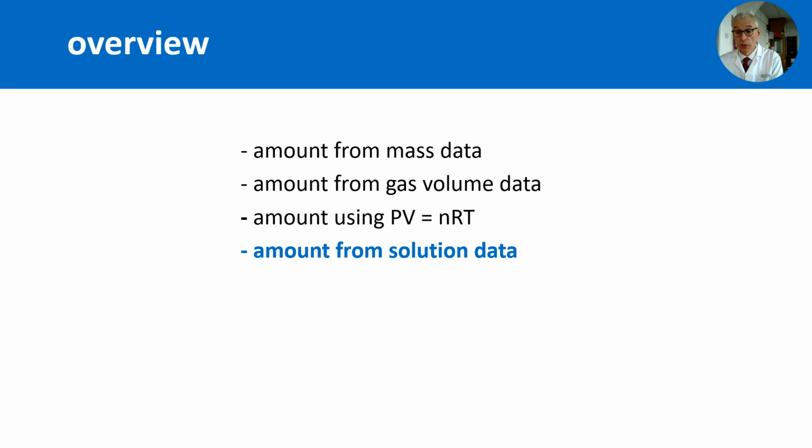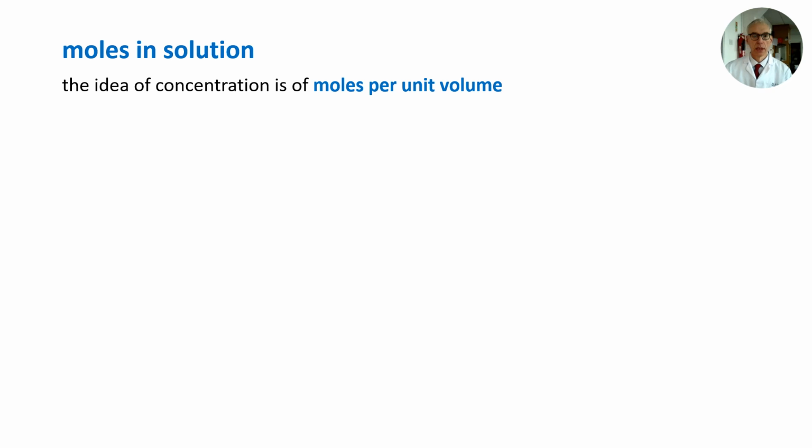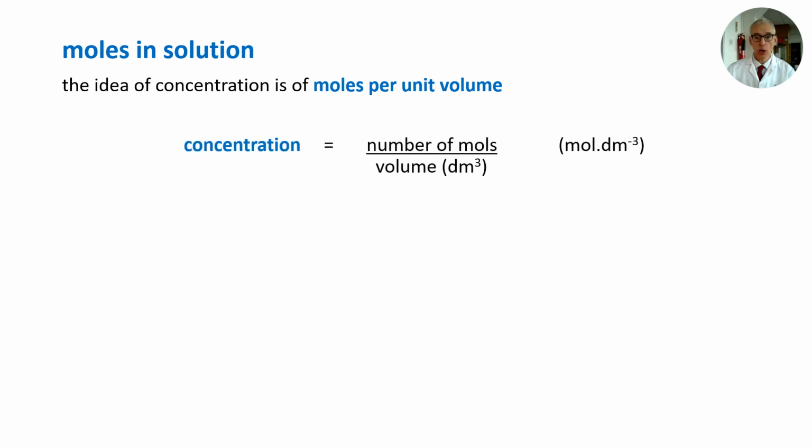Calculating the numbers of moles from solution data. So the idea of concentration is principally the idea of moles, dissolved moles per unit volume. And that brings us to our definition of concentration in this context of numbers of moles divided by volume. That volume must be in decimeters cubed. The units of concentration are moles per decimeter cubed, so the volume must be in decimeters cubed.